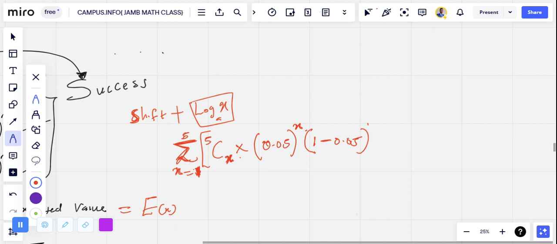Then you put a 1 minus and then put 5 minus x here. Press equal to get my final answer. Have you done that? The answer, okay, good.